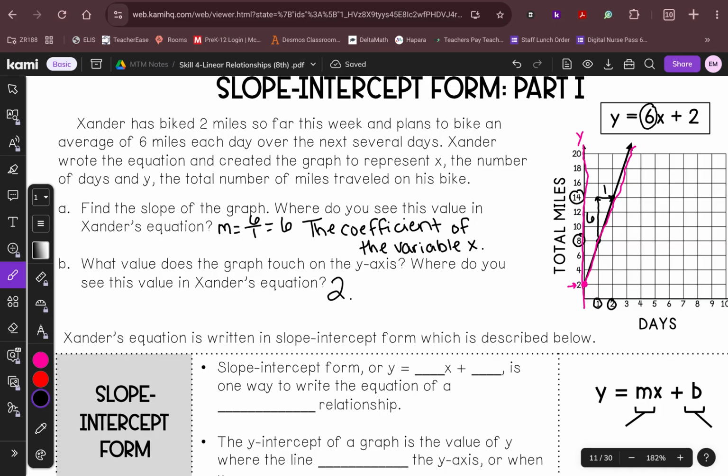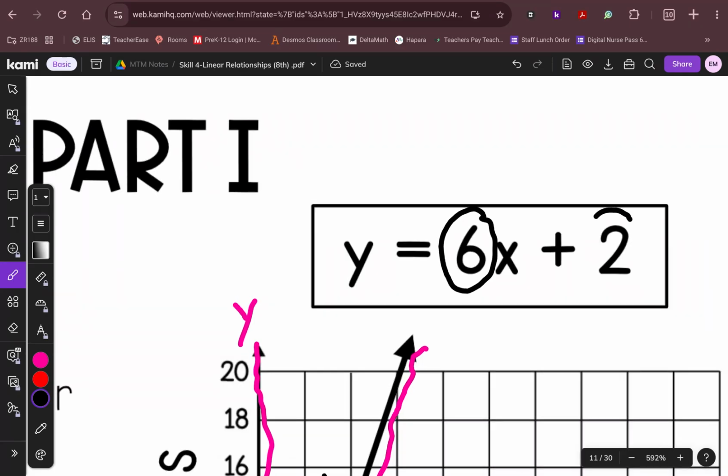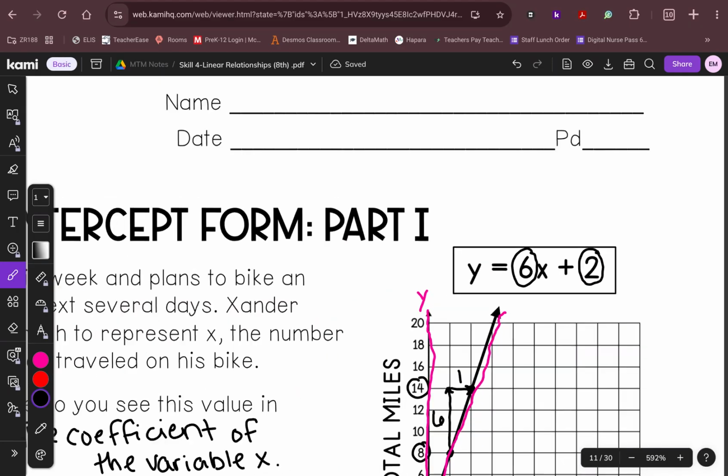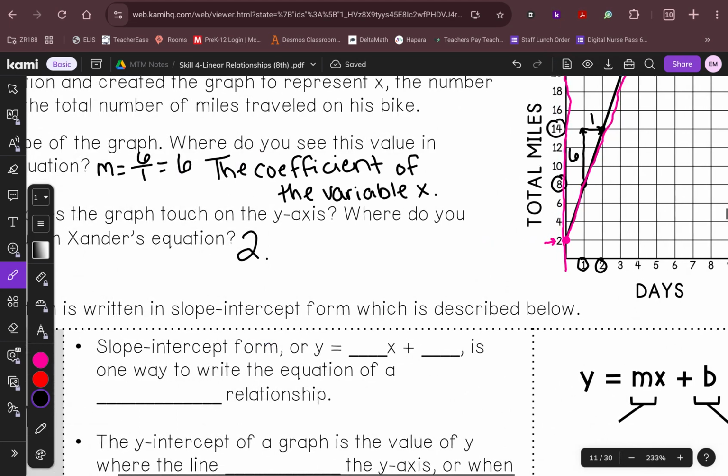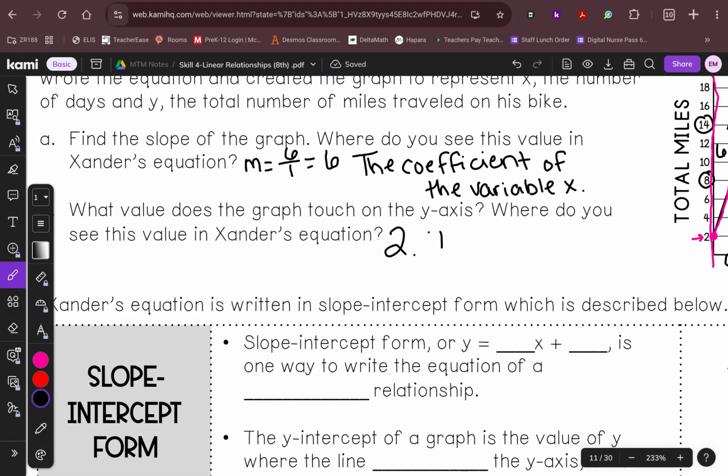Okay, where do you see this value in Xander's equation? Well, let's go back to his equation. I see that there's a 2 right here. Okay, that is the constant term. So the constant term in the equation is 2.